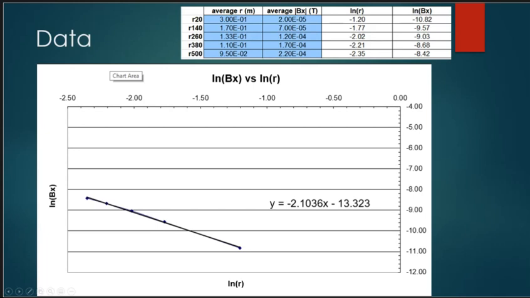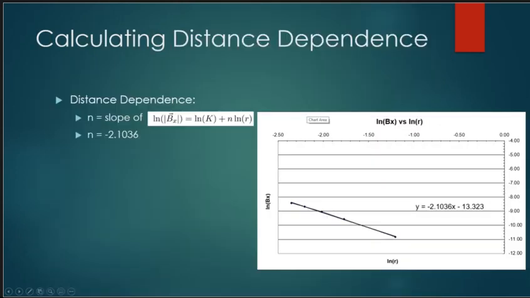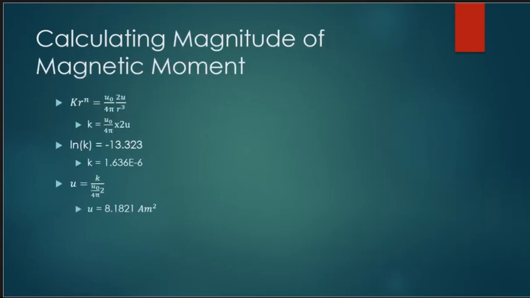of the natural log of the magnitude in the x direction versus the log of the distance. In order to find the distance dependence, it is just the slope of the natural log of the magnetic field magnitude, equal to the natural log of k plus n natural log r. And so this resulted in a distance dependence of negative 2.1036.